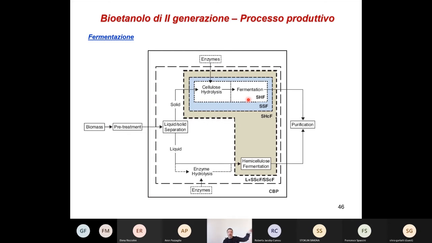You obtain sugars, and then you put the sugars in another reactor with other conditions to complete the fermentation and obtain ethanol that you can purify. You can also follow the blue process, which is SSF, simultaneous saccharification and fermentation.